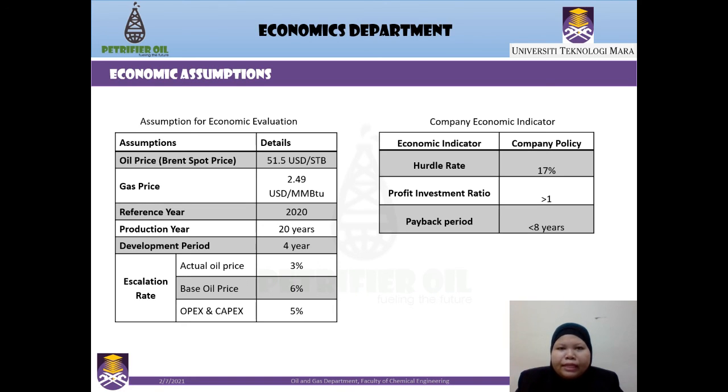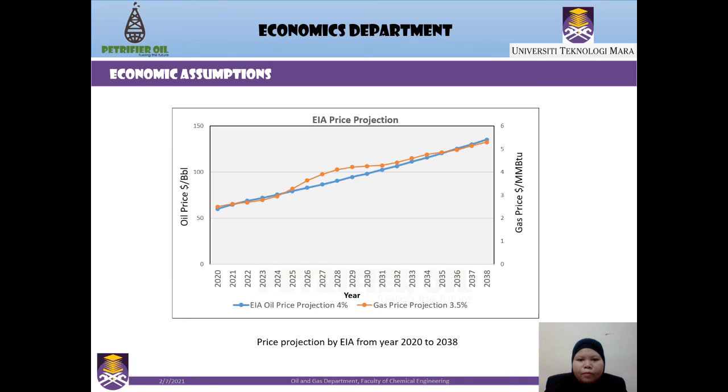Next is the company economic indicator. The hurdle rate is 17%, the profit investment ratio is more than 1, and the payback period is less than 8 years. This graph shows the EIA price projection. It shows the price projection of the oil price and also gas price from the years 2020 until 2038.